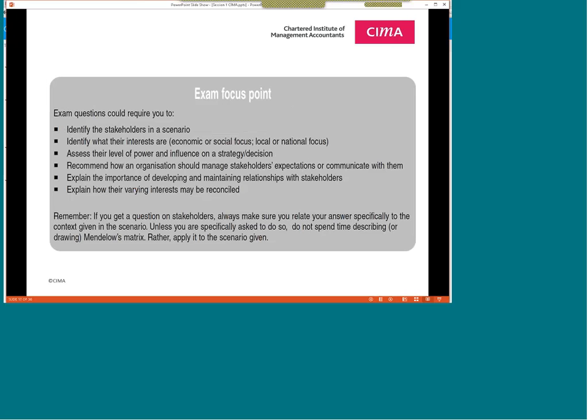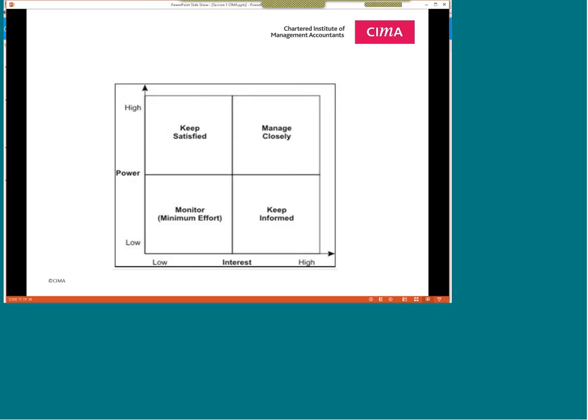Mendelow's matrix. Yes, so you would use the power interest matrix created by Mendelow. When we want to apply it in this particular case, because this is knowledge that is a prerequisite for this particular level, they expect that you know this. So it may come up in a question. You may not necessarily need to draw it or explain it, but it may be related to some of the questions. So we just identified the stakeholders we have here.